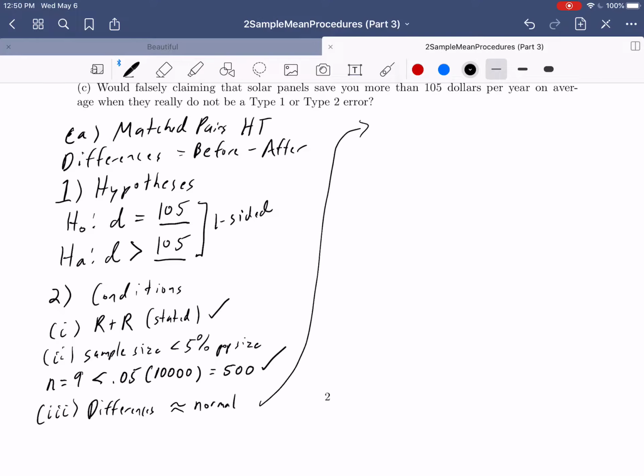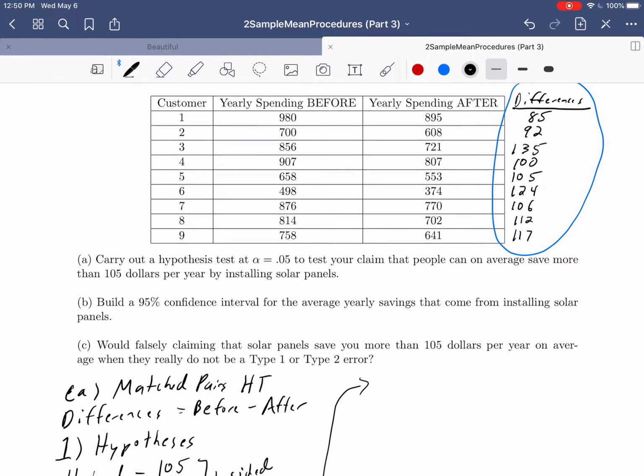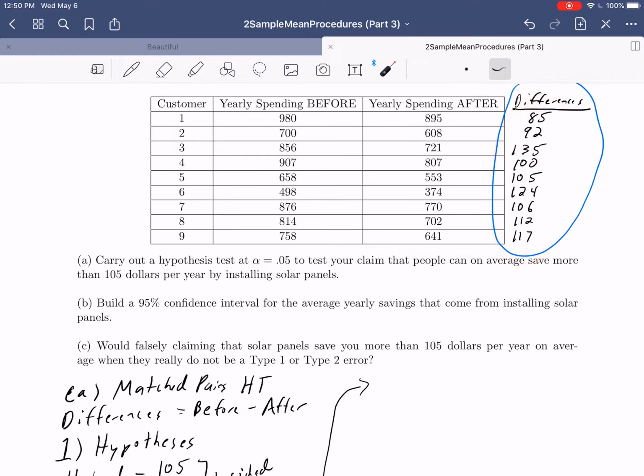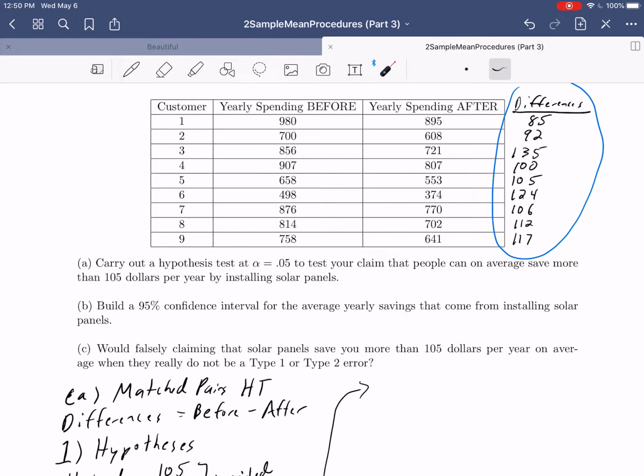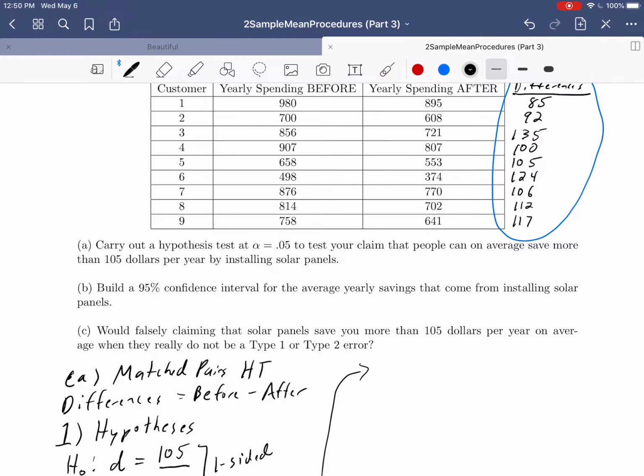Well, to do that, of course, we're going to have to take a look at our differences and do something like a stem and leaf plot to actually examine that. In terms of those differences, it looks like we've got stems of 8, 9, all the way up to 13. So our stem and leaf plot should be 8, 9, 10, 11, 12, and 13. It looks like we have an 85, a 92, and 100, 105, and 106. Looks like we've got a 112 and a 117.